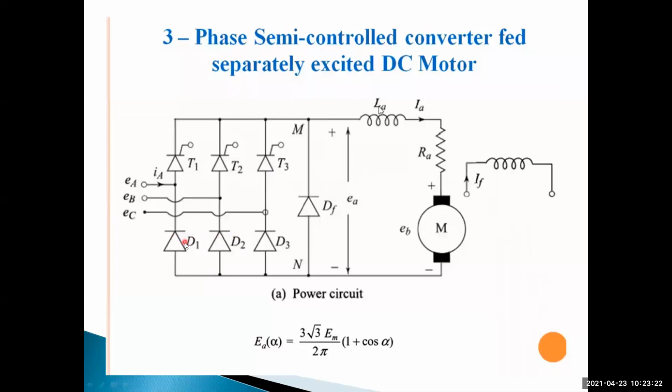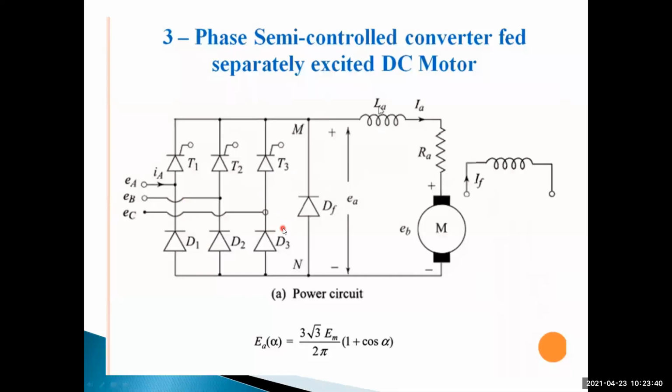In this semi-converter, this is called a common anode configuration. Here anode, here anode: the diode anodes are connected to a common point. So it is a common anode configuration.